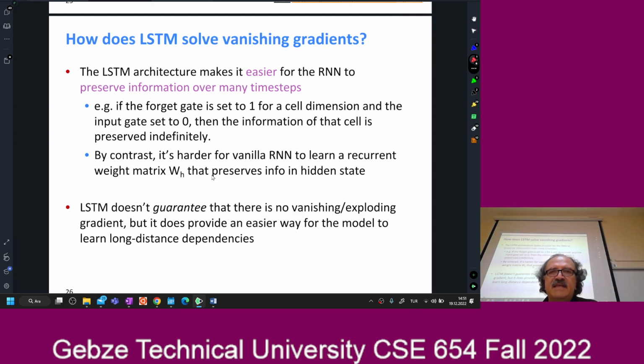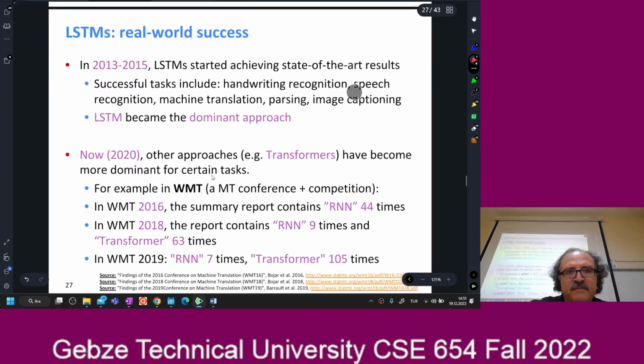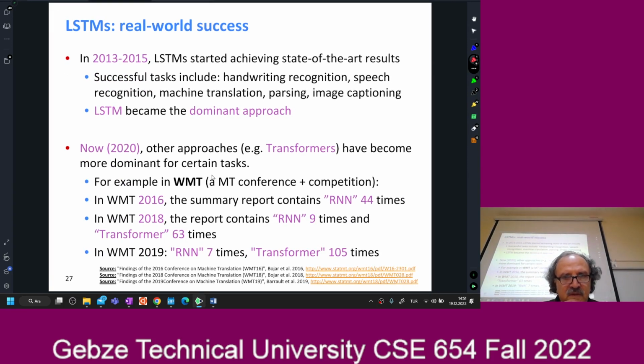Okay, so how does the LSTM solve the vanishing gradients? Well, it doesn't solve it. It helps it, okay? It doesn't guarantee that there is no vanishing or exploding gradient, but it provides an easy way for the model to learn long distance dependencies through fewer layers of networks.